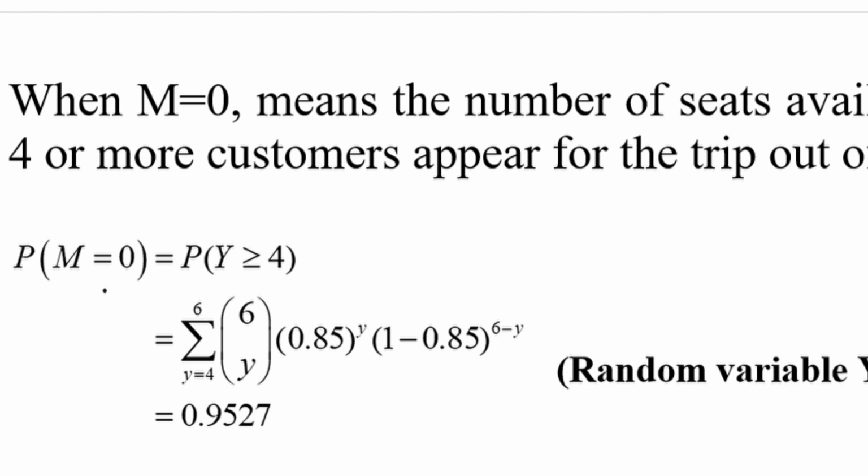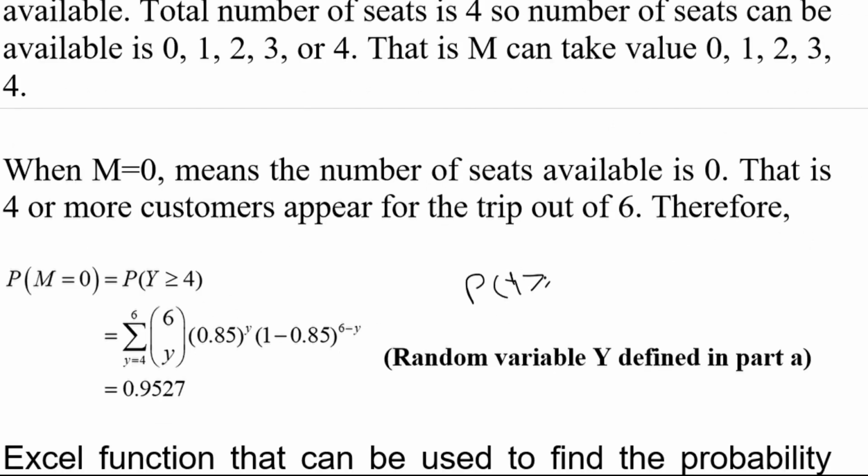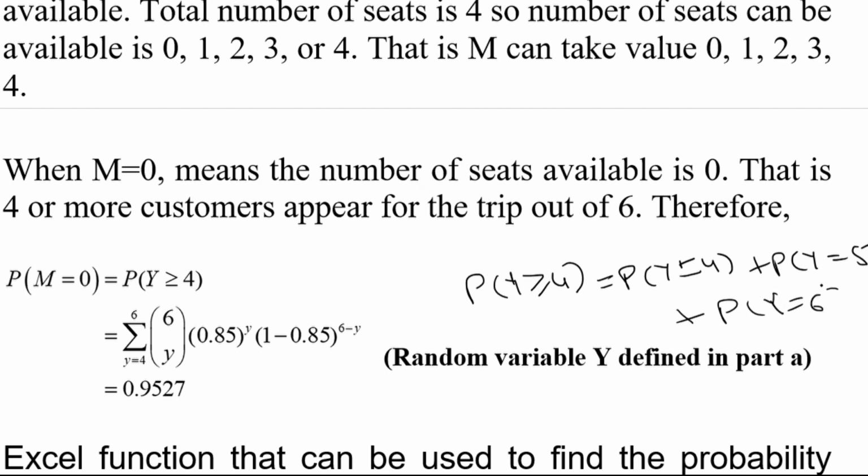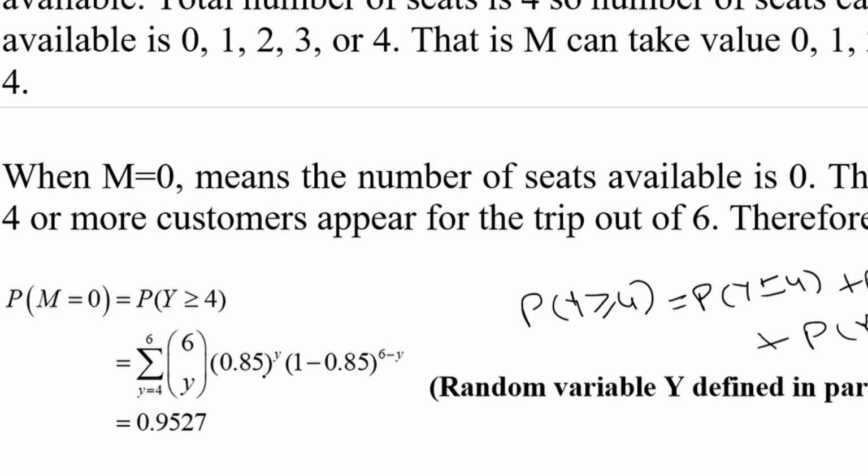So here probability of m is equal to 0 means we need to find the probability y is greater than or equal to 4. That is y is equal to 4 or y is equal to 5 or y is equal to 6. Means probability of y greater than or equal to 4 is equal to probability of y is equal to 4 plus probability y is equal to 5 plus probability y is equal to 6. Right? When we apply binomial distribution, the probability of this is 0.9527.